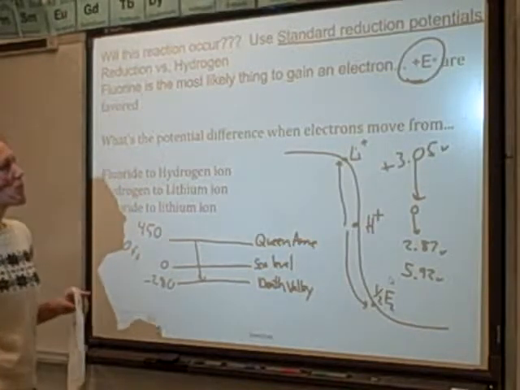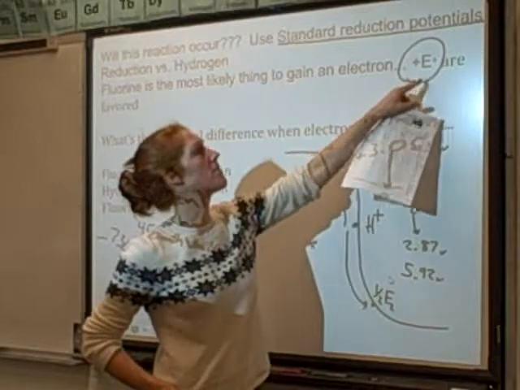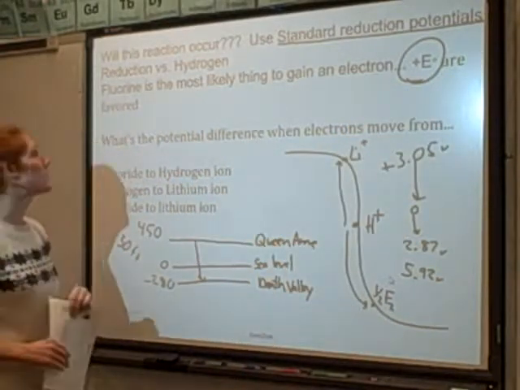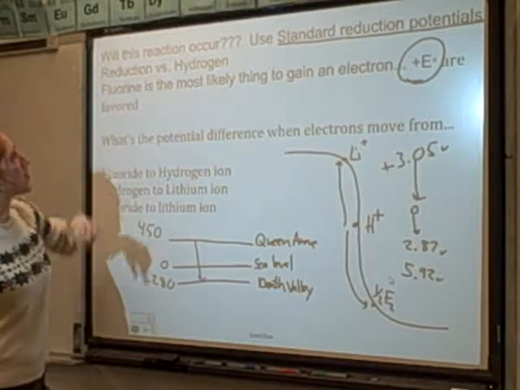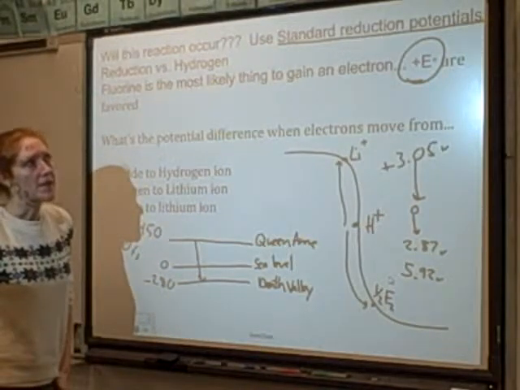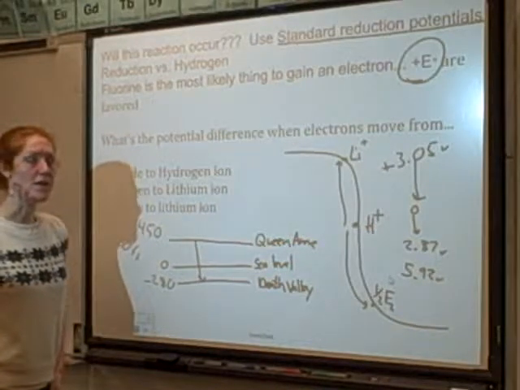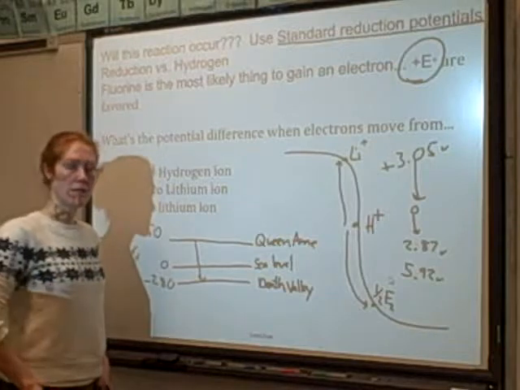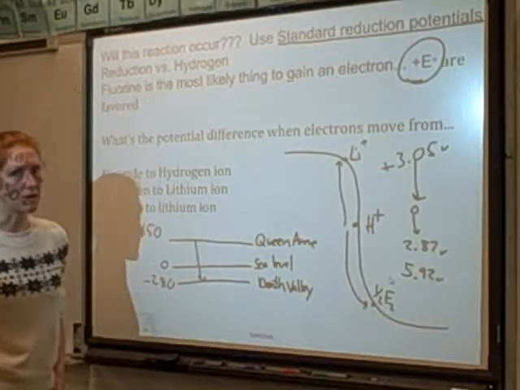If you have a hard time remembering that positive standard reduction potentials are favored, one thing that I used to do was just look at the top of my sheet and I see that when fluorine gains an electron to become fluoride, that's a positive value. That's the largest positive value. And I know, so that means either fluorine is the least likely thing to be reduced or the most likely thing to be reduced.